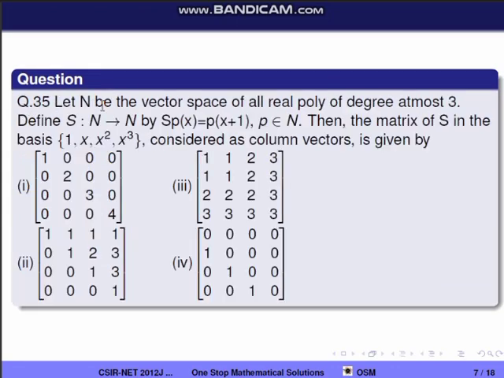Next question, question 35. Let n be the vector space of all real polynomials of degree at most 3. Define S from n to n by S(p(x)) equal to p(x plus 1), p an element of n. Then the matrix of S in the basis 1, x, x square, x cube, considered as column vectors, is given by. So we have a vector space here, and on it we have defined a linear transformation by this equation. Then we have to find its matrix representation with respect to this basis. So let us look at how to do this question now.